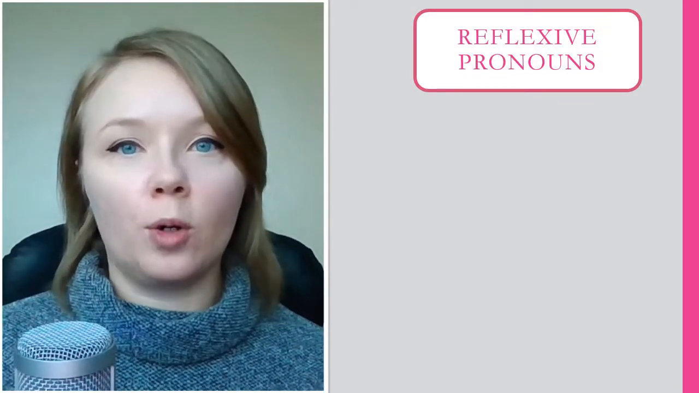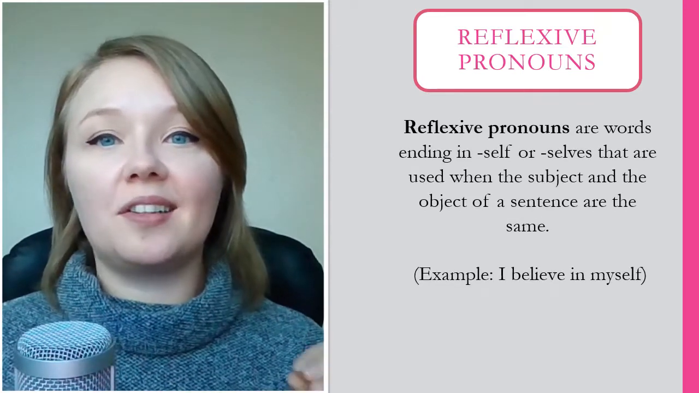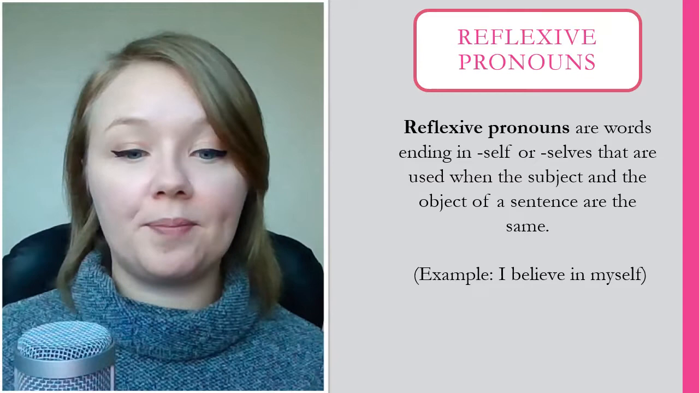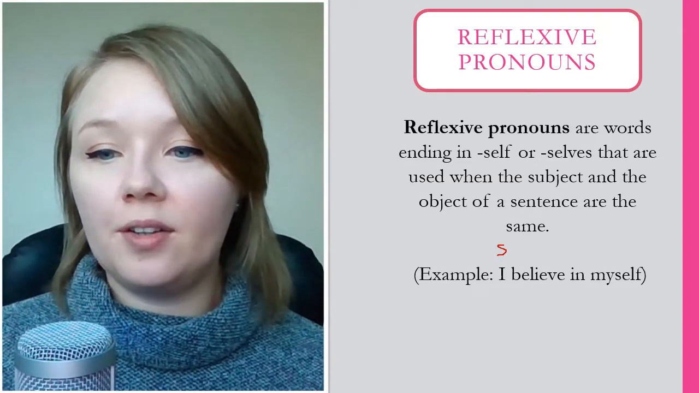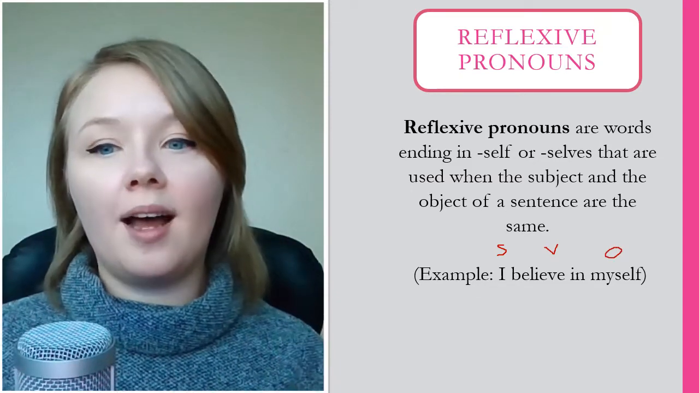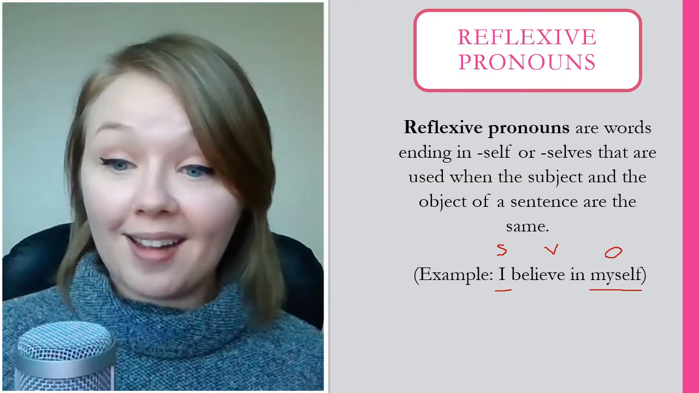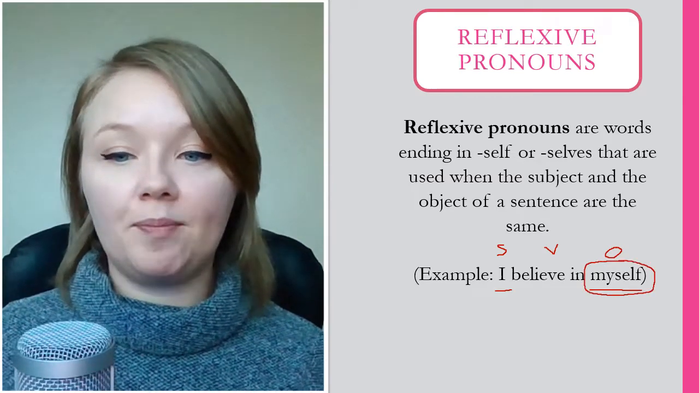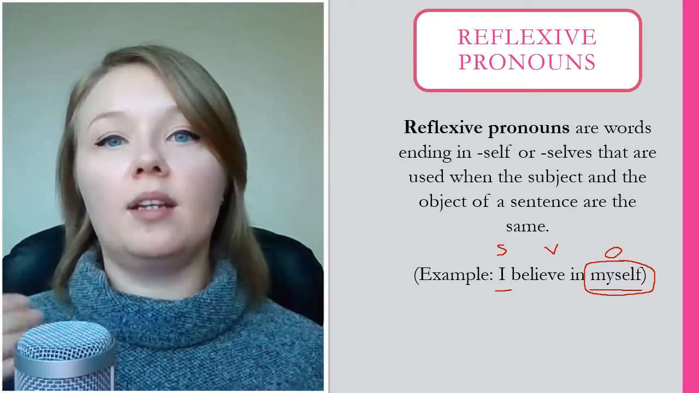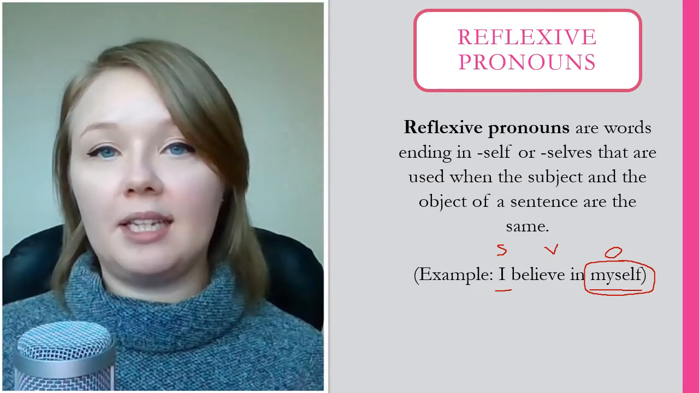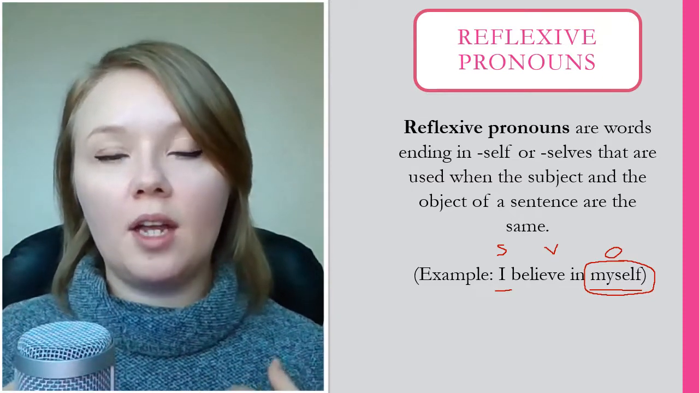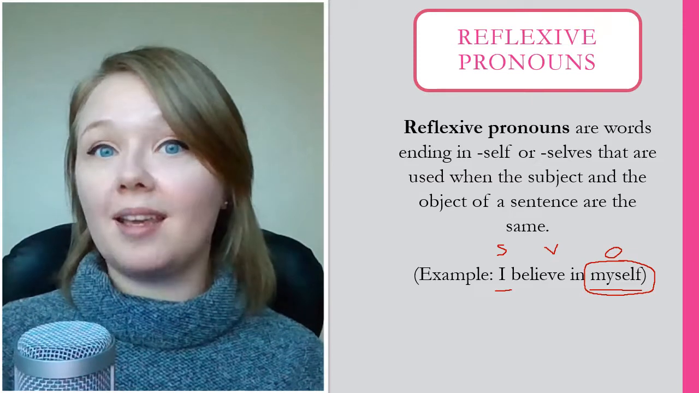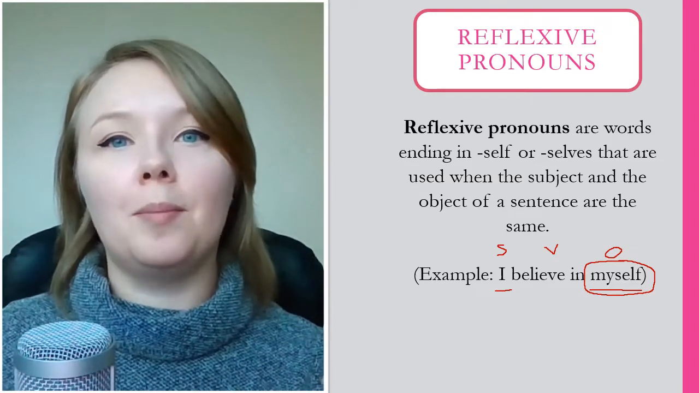First, let's look at reflexive pronouns. These are words that end in self or selves that are used when the subject and object of a sentence are the same. Remember, English sentences are SVO, right? Subject, verb, object. When the subject and object are the same, we can use reflexive pronouns, words that end in self and selves. So in our example, we see, I believe in myself. I would not say I believe in me. I believe in myself. Here, the subject, I, and the object, myself, are the same. Here, I am talking about myself. So, I believe in myself.